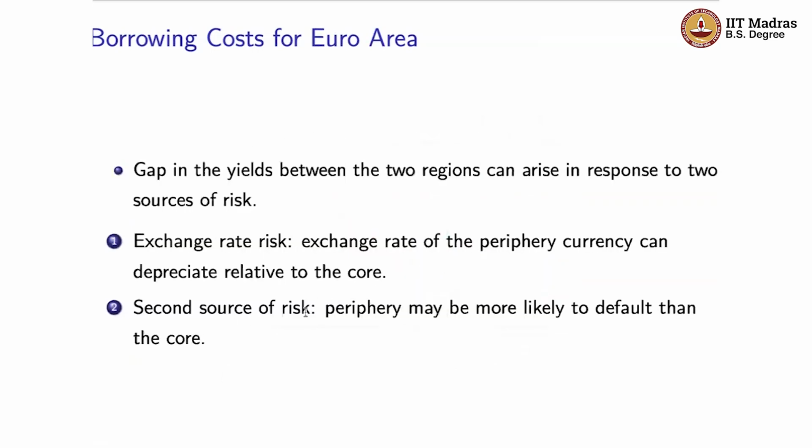And of course, the second source of risk, as we have been discussing, is that the periphery may be more likely to default than the core. And as a result of that, investors may be asking for a higher interest rate, right? So although we discuss these things in terms of data from the European region, as I mentioned, these are pretty common phenomena that take place in a lot of financial crises.